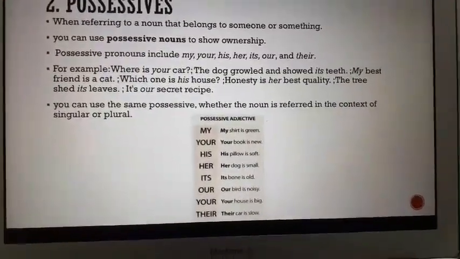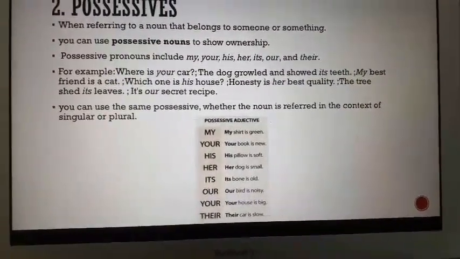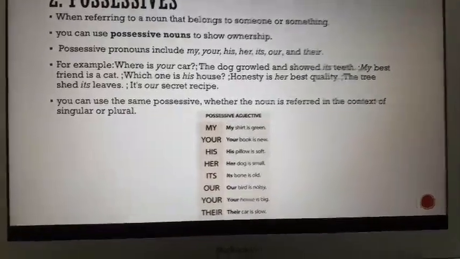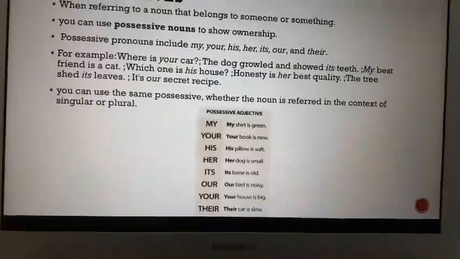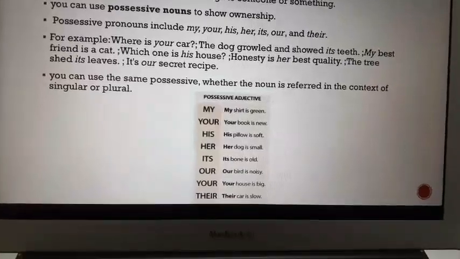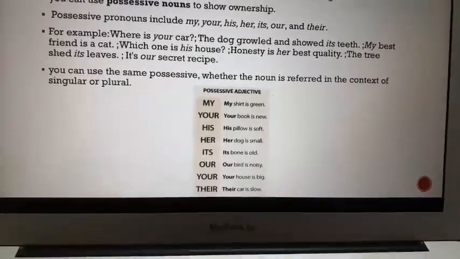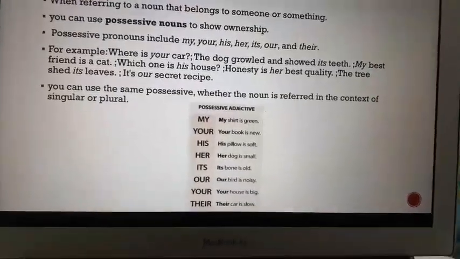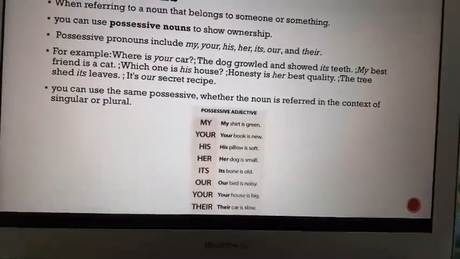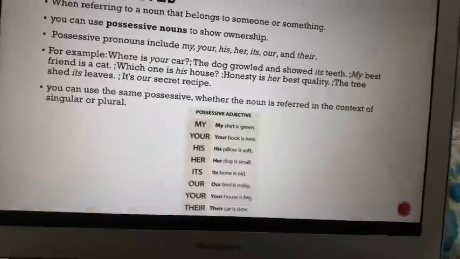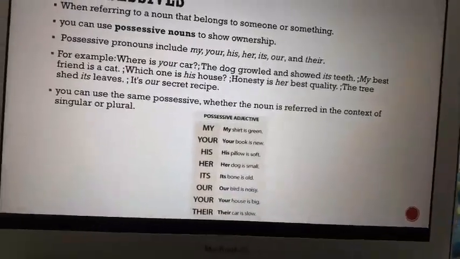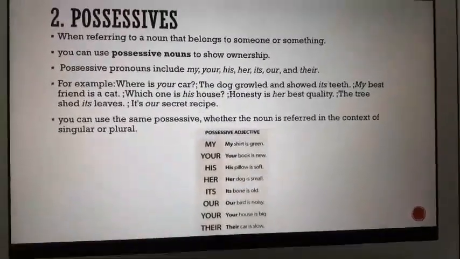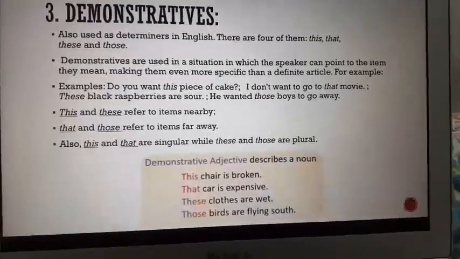You can use the same possessive whether the noun is referred to in the context of singular or plural. So my shirt is green, or I wear green t-shirts. Your book is new. His pillow is soft. So whether it's singular or plural, you use the same possessive. Is that clear? Let's move to the next.